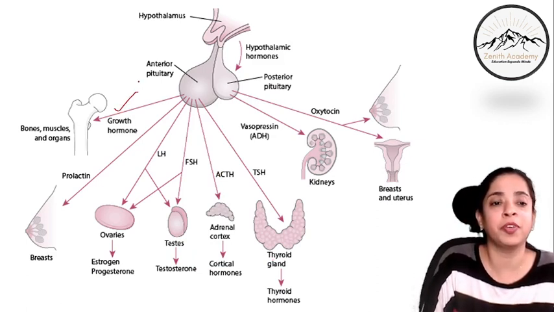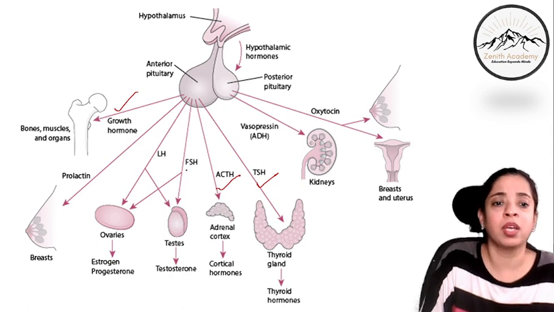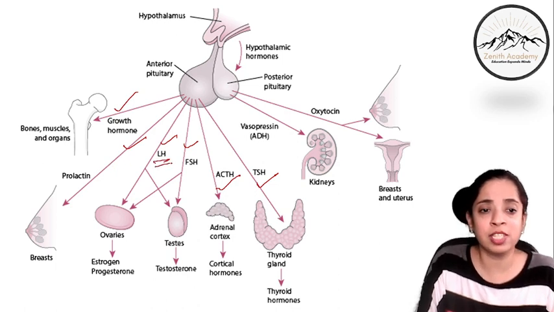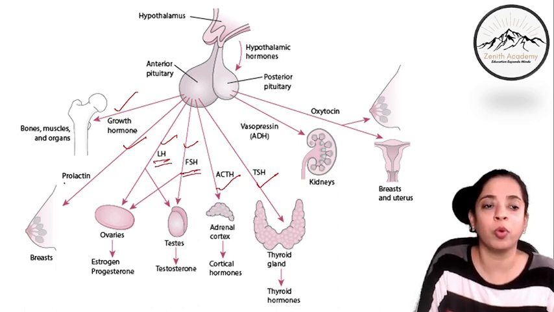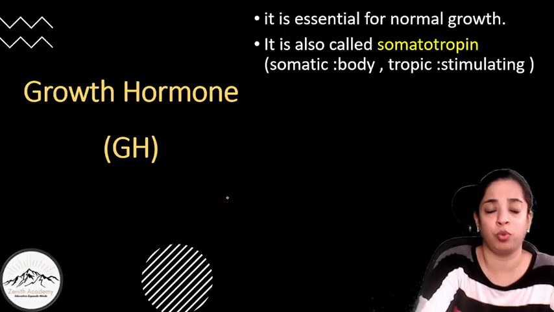So the anterior pituitary is releasing growth hormone. It is releasing thyroid stimulating hormone, adrenocorticotropic hormone. Then these all three are your gonadotropic hormones: luteinizing hormone, follicle stimulating hormone, and prolactin. We'll talk about all of them. First, let's talk about growth hormone.